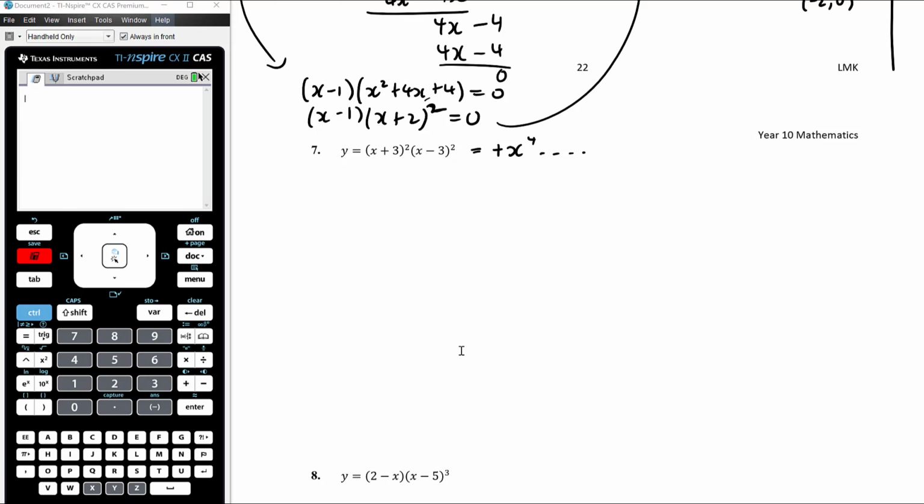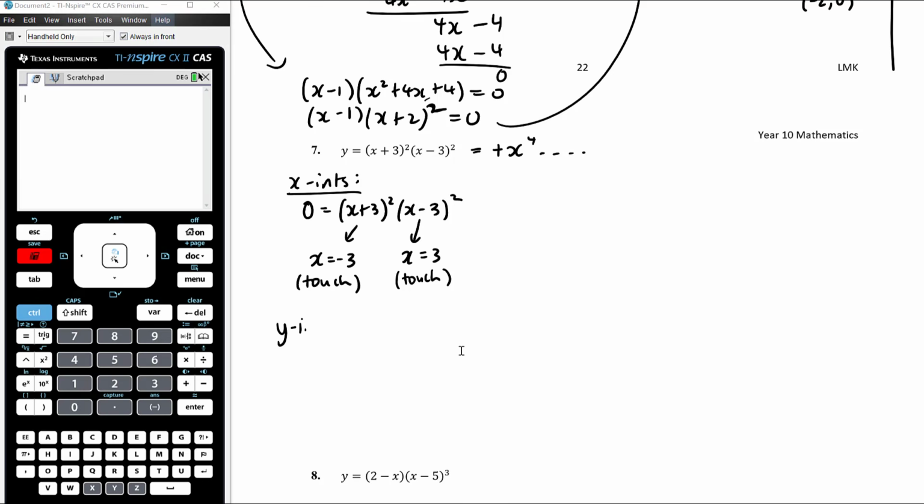Okay, let's think about our x-intercepts. So we let y equal 0. So we're clearly going to get x equals negative 3, and the squared there tells us that we're going to get a touch or a turning point or a bounce at that point. And when x equals 3, we're again going to get another touch or a bounce. So we've got two x-intercepts, both of them have got turning points at those x-intercepts.